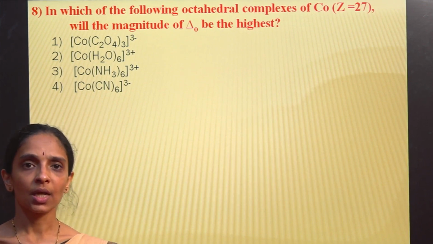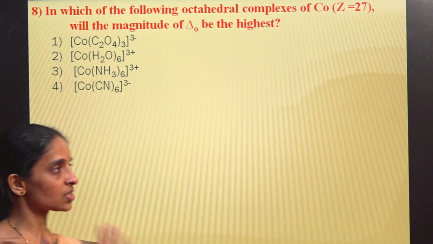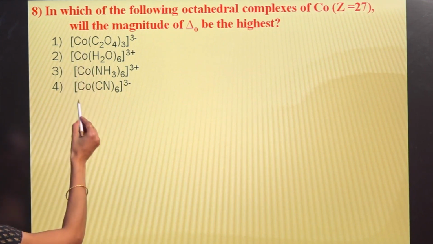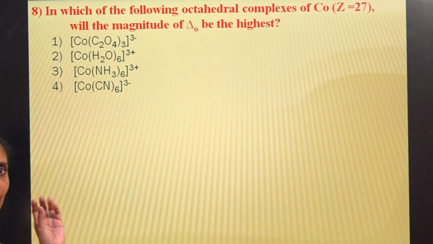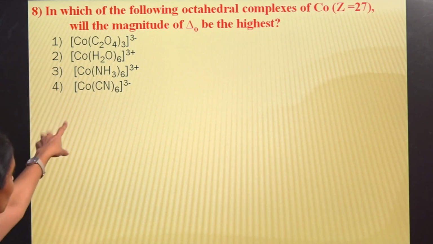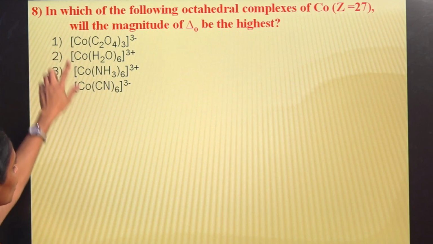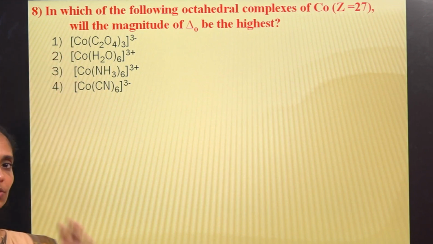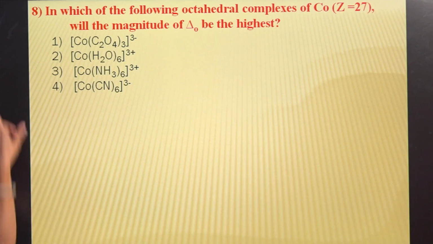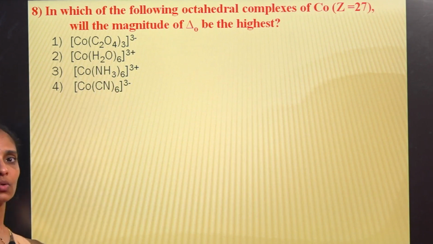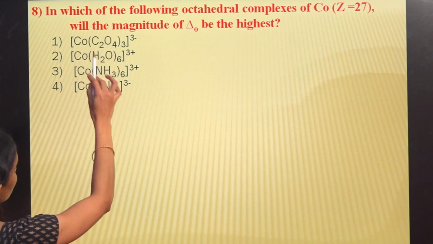Now, the first 2 factors here are constants, because in all the 4 options you have cobalt complex, is it not? The central metal is cobalt only. And in all the 4 options, the cobalt is present in Co3 plus form. So oxidation state of cobalt is also the same in all the 4 cases. So the first 2 factors are not going to influence delta O. In this case, only the ligand type is going to matter. So let's check only with the ligands.